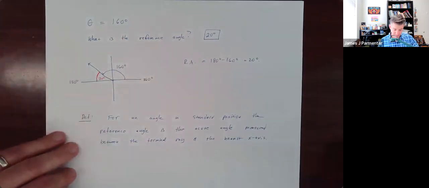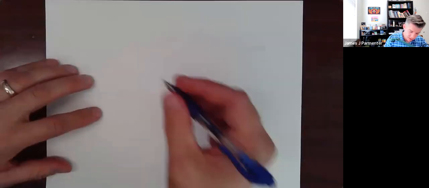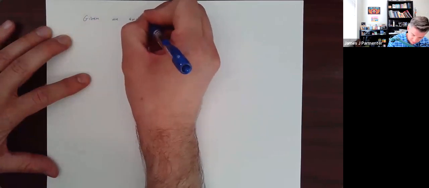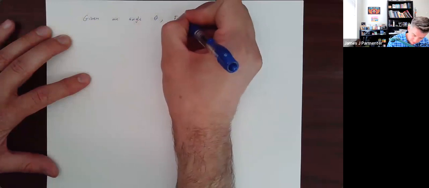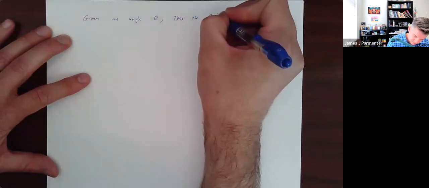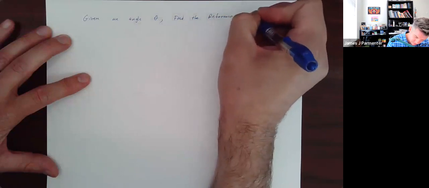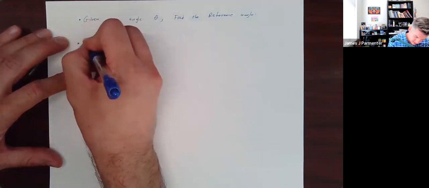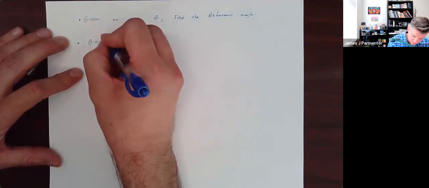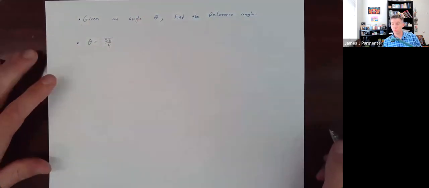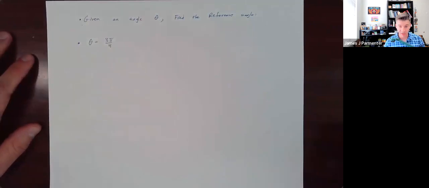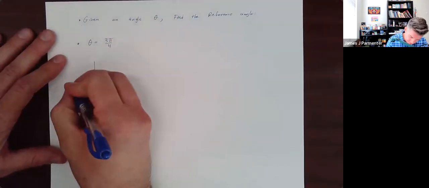What if I was using radians? So now we're just going to do a bunch of examples where I'm going to give you an angle and we're going to find the reference angle. So given an angle, let's call it theta because that's typical, find the reference angle. So let's say our angle is theta equal to 3 pi over 4. Ooh, radians. So for radians, it's a little bit harder to know right off the bat what quadrant your angle is in. You don't have to draw it, but I find it helpful.